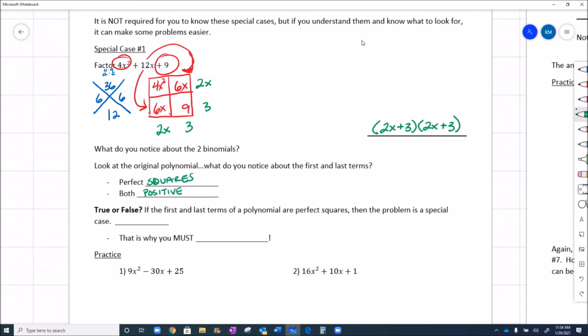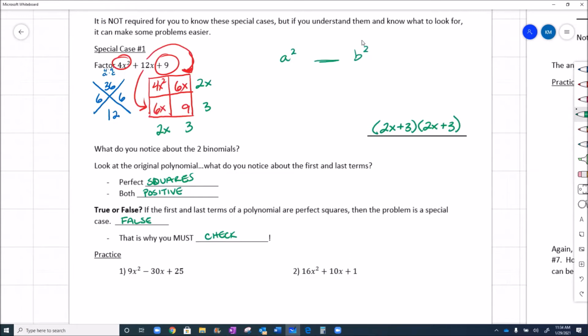True or false? If the first and last terms of a polynomial are perfect squares, then the problem is a special case. That is false. And that's why you must always check. We kind of talked about this when we were multiplying special cases with binomials. So we would look for two numbers that are both perfect squares and positive.